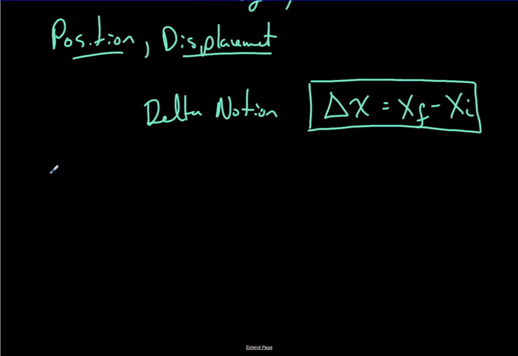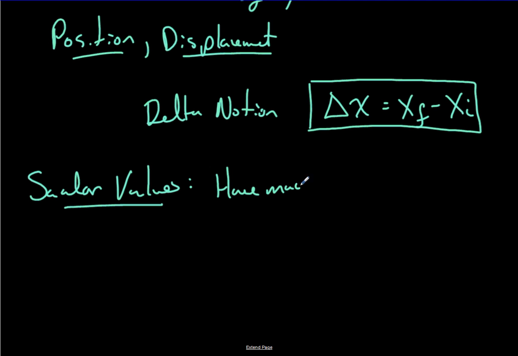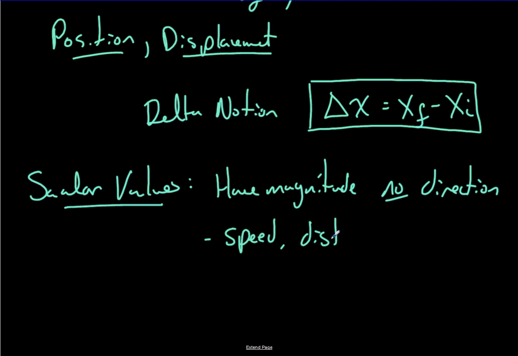One last thing before we're done: scalar values. These have magnitude only and no direction. You're very used to using them because they're things like speed, distance, and if you want to extend this into other areas of physics, mass, etc. So things where it doesn't make sense to have a plus or minus or a direction attached. Are there any questions?